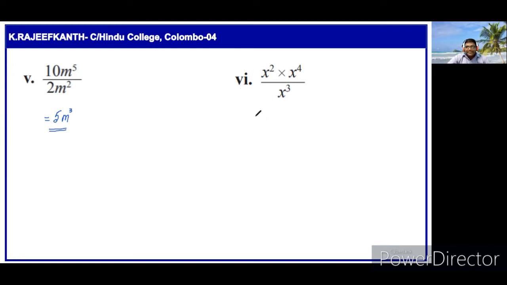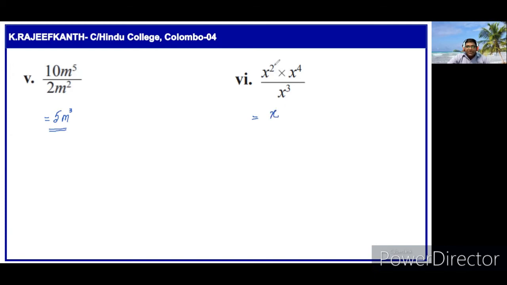Then sixth one. Here x to the power of 2 times x to the power of 4 over x to the power of 3. So first we will simplify these two powers. So then we have to multiply these two powers because these two powers are in the numerator. Then after simplifying these two powers, we can divide by this x to the power of 3. So x to the power of 2 times x to the power of 4. Here the bases are equal. Then we can add these two indices.